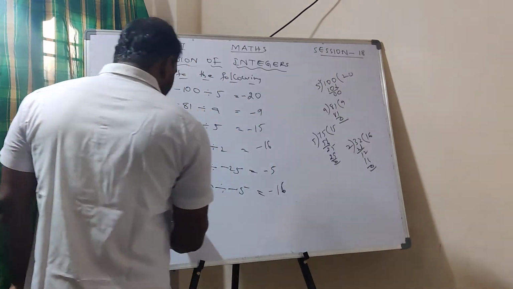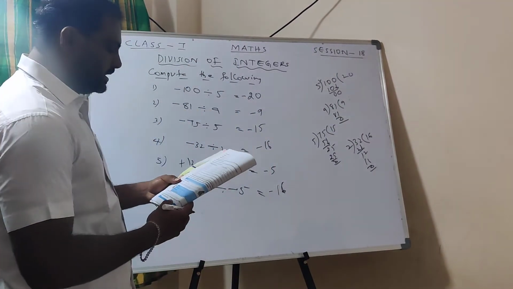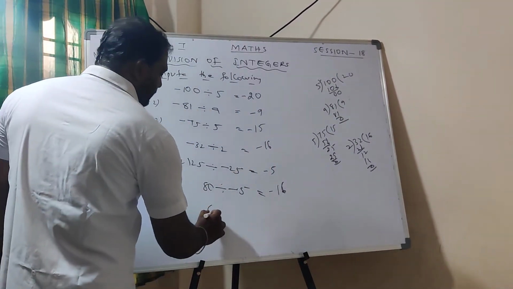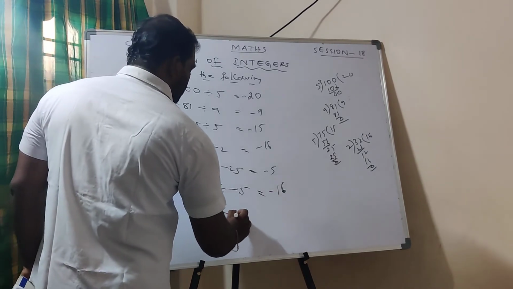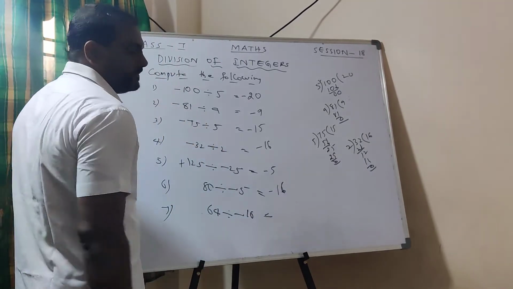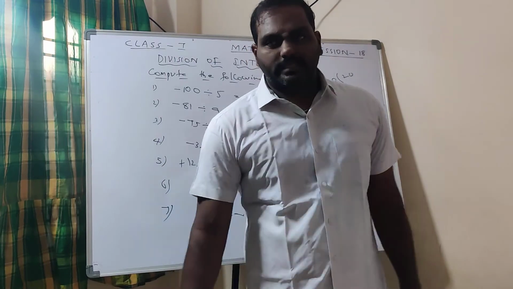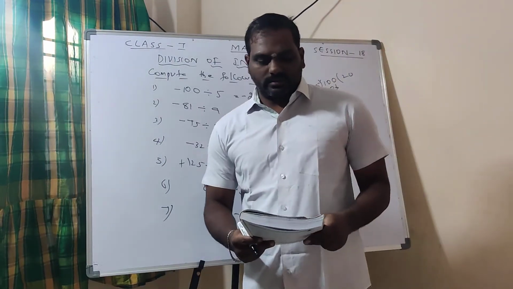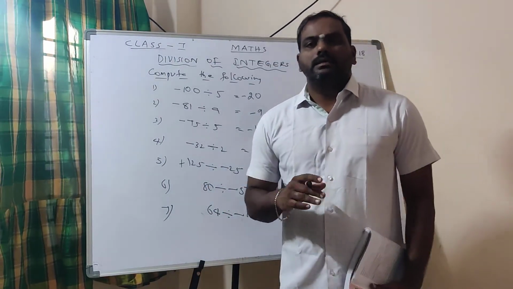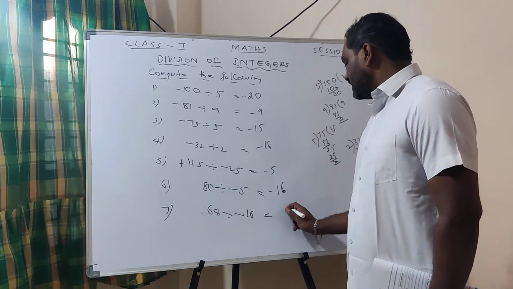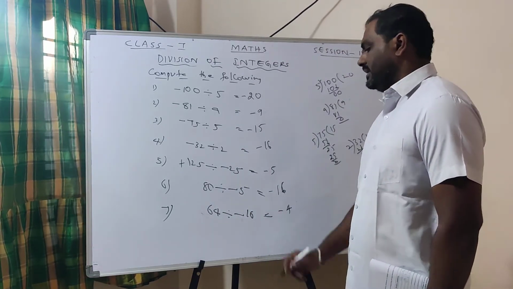And the question number 7, the last question which is given in this one, is 64 divided by minus 16. Same, you have to follow the same method. 64 is going to divide with 16. 16 1 is 16, 16 2 is 32, 16 3 is 48, 16 4 is 64. So the answer is 4 and the symbol is minus.